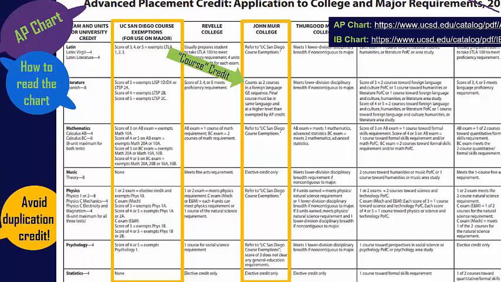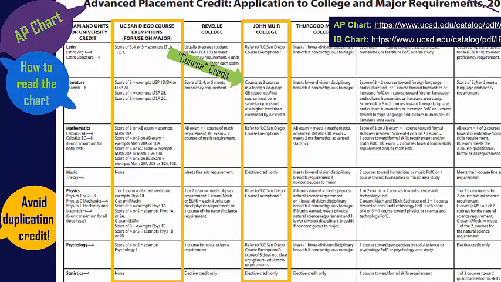The yellow highlighted box under UCSD course exemptions shows the different scores and course credit received. For example, if you received a score of 4 on this exam, you have completed LTSP 2B at UCSD. Therefore, you should not enroll in this class at UCSD.